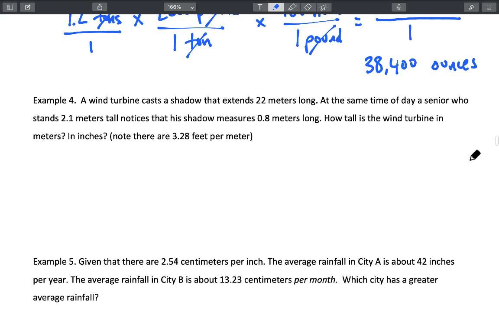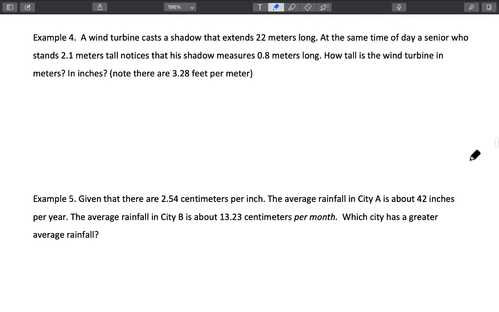All right, let's take a look at example 4. We got a wind turbine that casts a shadow that extends 22 meters long. At the same time of day, a senior who stands 2.1 meters tall notices that his shadow is 0.8 meters. How tall is that wind turbine? All right, so we're going to draw our little wind turbine here. And it's a very simplified drawing of that, but it's got a shadow that's cast along the ground here that's 22 meters long. And we're going to find the height of that wind turbine.